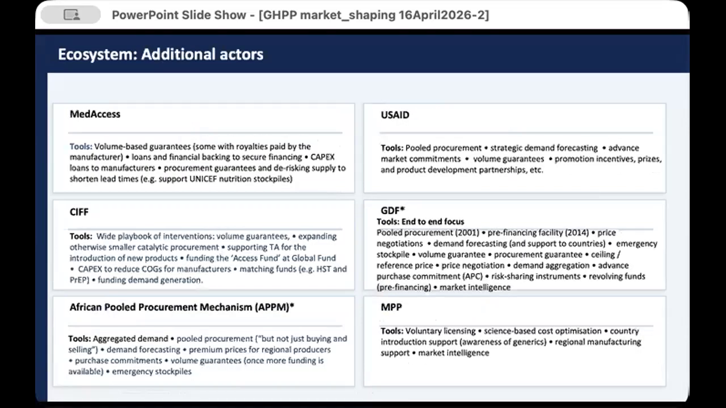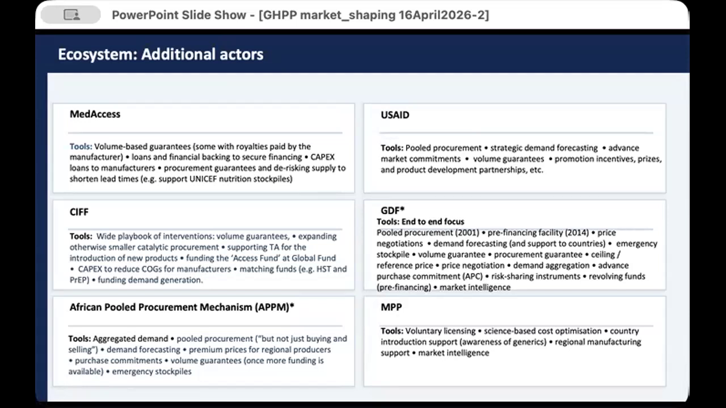Next. Some of the other actors, I don't have ARM on this slide, but I want to flag that ARM is another global health actor that is becoming increasingly active in the market shaping space. But MedAccess, they are interesting because they're funded by UK government.